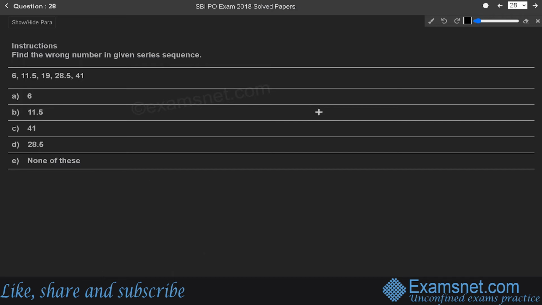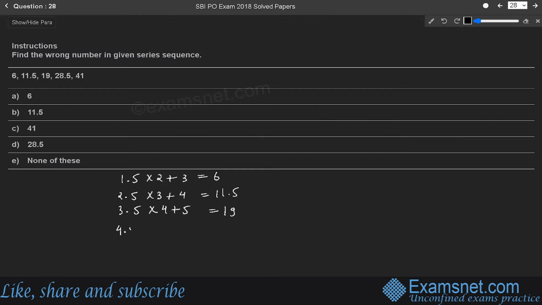Next question also has the same directions. The series is 6, 11.5, 19, 28.5 and 41. We know that 1.5 into 2 plus 3 gives 6. 2.5 into 3 plus 4 gives 11.5. And 3.5 into 4 plus 5 gives 19.